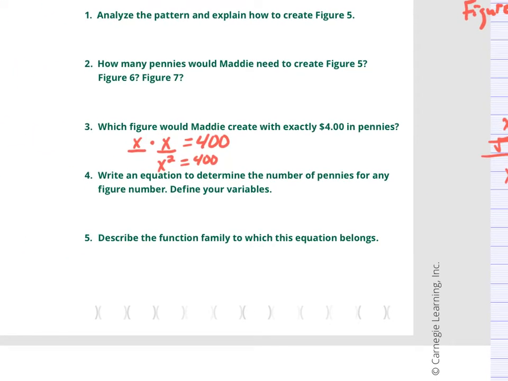Number 5, write an equation to determine the number of pennies for each figure number. Define your variables. Now, we kind of talked about it in the problem right before. I'm going to use y is the number of pennies, and it equals figure number squared. So that's why on the last problem we had, if we wanted 400 pennies, it was equal to x squared. So y equals x squared is our equation for this.